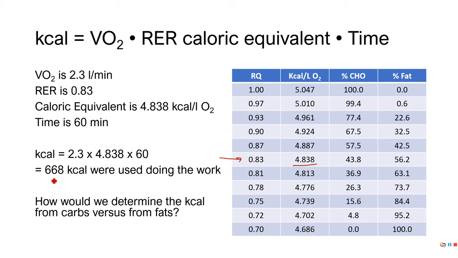And so if you wanted to know how many calories were coming from carbs as opposed to fats, well, 43% of them are coming from carbs, so you go 668 times 0.438. Okay, and I'm not going to figure that out here, but that's how you would do it. And with that, we will end.